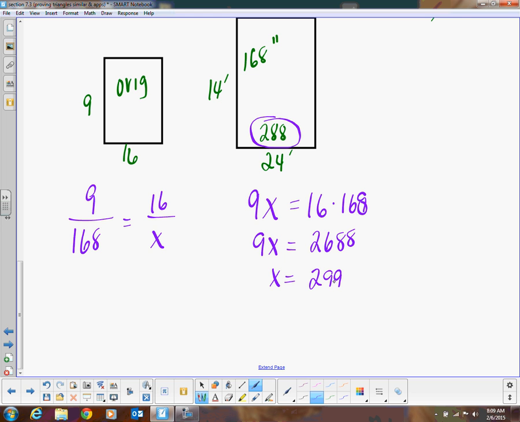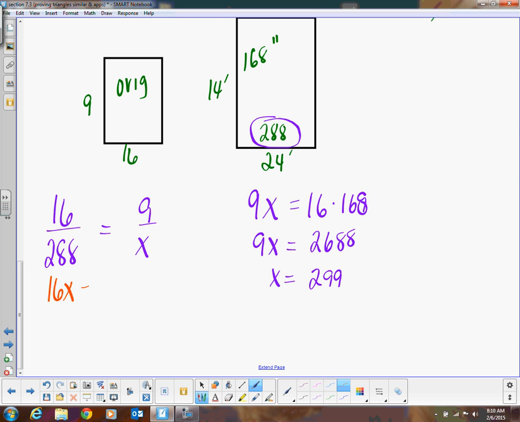It's too big. No, so that means that instead of starting with 9, what are we going to work with? 16. Okay, so let's redo this. So we've got 16 is to what? 288 as 9 is to x. So this is going to be 16x. What's 9 times 288? 9 times 288?